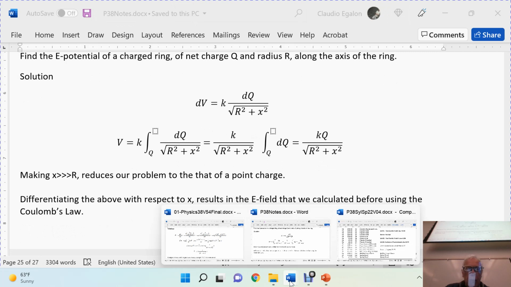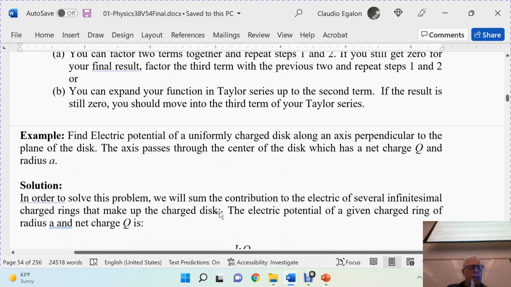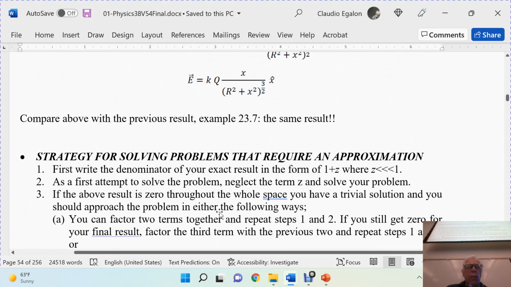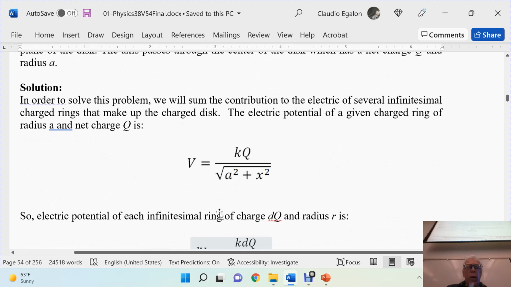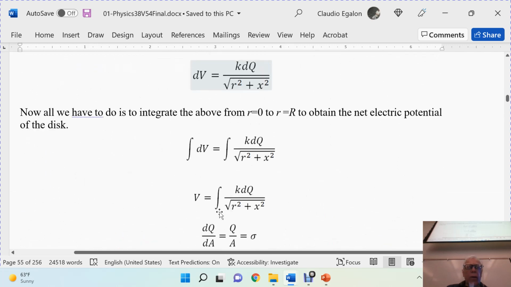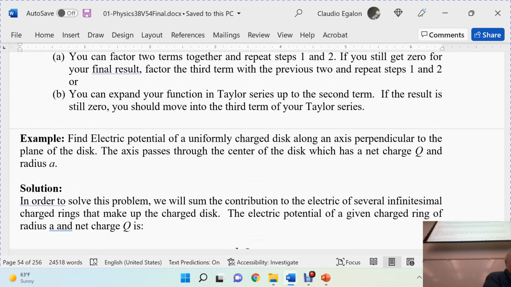I'm going to take attendance right now. Let me see if we have anything else here. Searching for one that requires an approximation. Yeah, I'm going to skip that. Okay, this one is the disk. We're going to do the disk after the break, right? Let me take attendance and then we can go into the break.